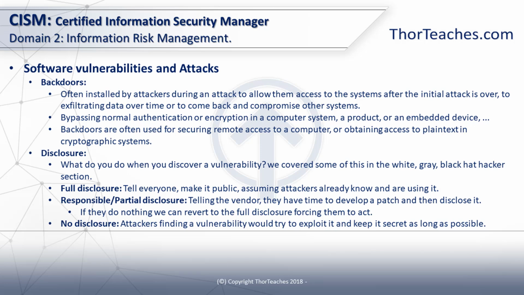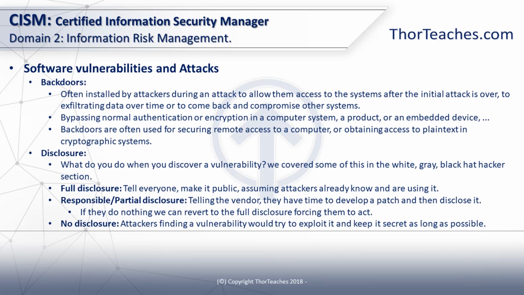So if you find a software bug that could be exploited, you can choose full disclosure. That means you tell everybody about it. You make it public, you assume the attackers already know about it and are actively using it, and you kind of want to push the company that owns the software into making a patch for it. On the other hand, if the attackers didn't know about it, they definitely do now. That aligns with a white hat hacker.